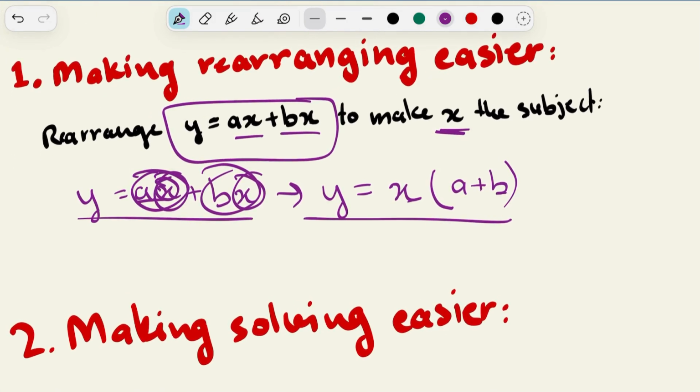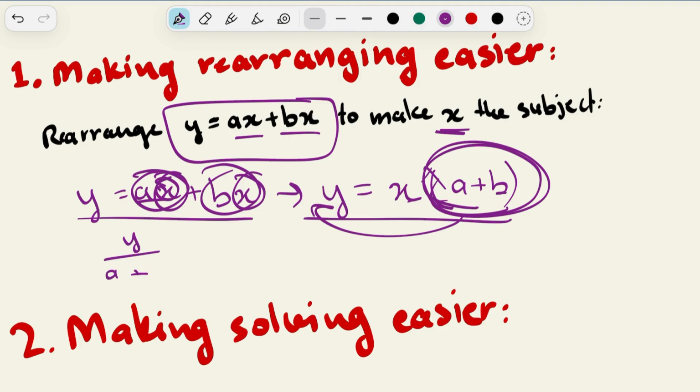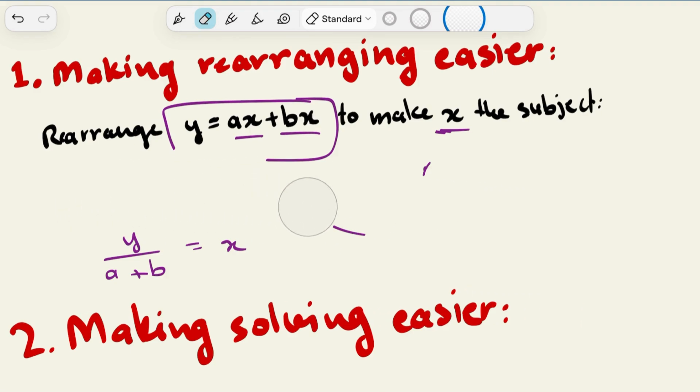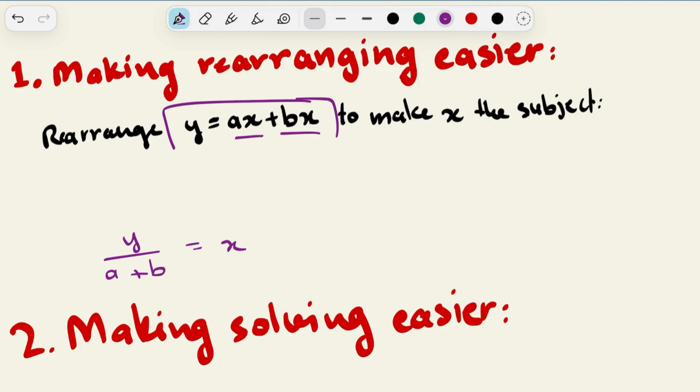Now, to make x the subject, we can shift this whole factor, a plus b, over here. Since it is being multiplied over here, when it goes to the left hand side, it's going to get divided. So that would mean y divided by a plus b is equal to x. And that is how you can use factorization to make rearranging a whole lot simpler. So you don't have to worry about using anything other than factorization over here.